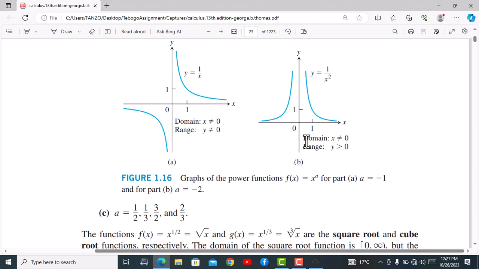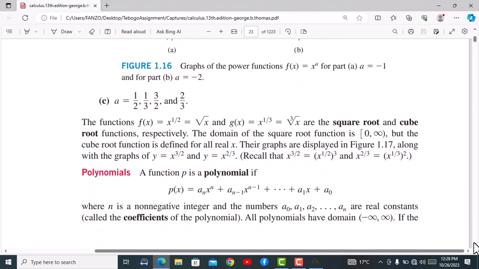The same is happening here. The domain: x cannot be equal to 0. We can see that the range: y should be greater than 0. The values of y should be positive. Only positive y values. There they are. From here moving upwards, we cannot accept values that are negative. Okay, that is fine. We understand why this is so.